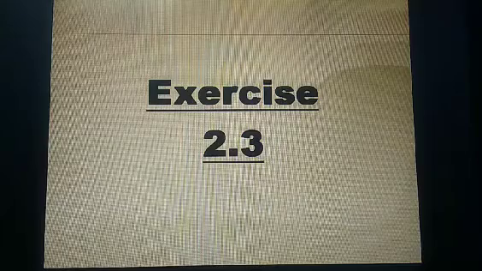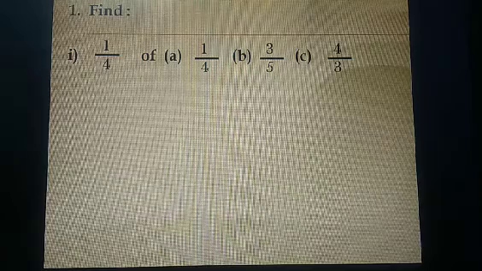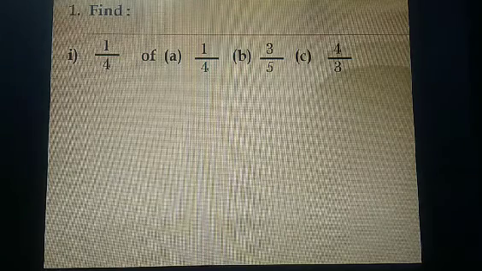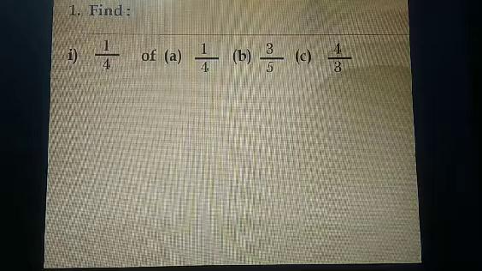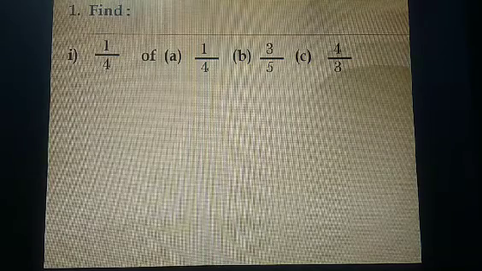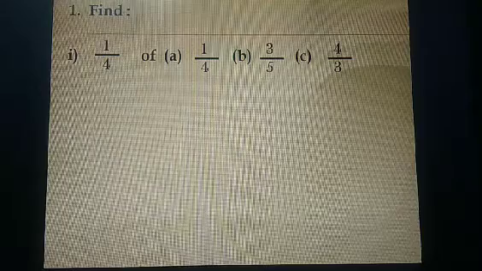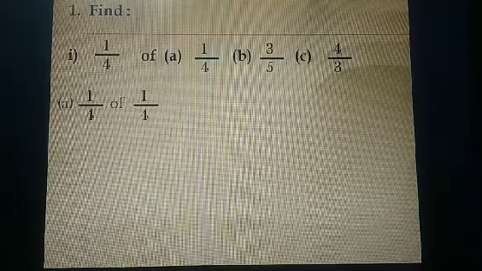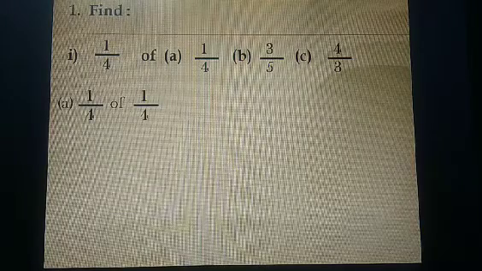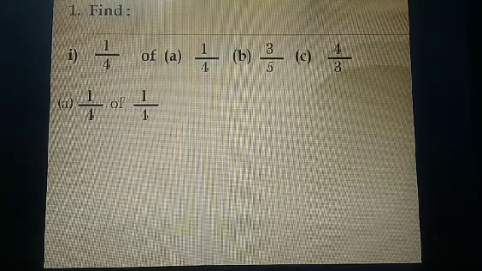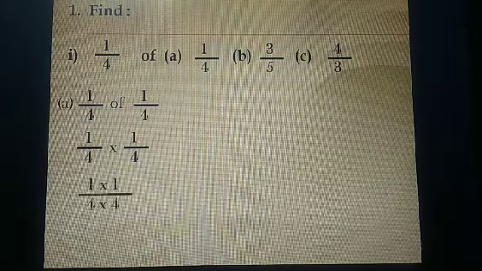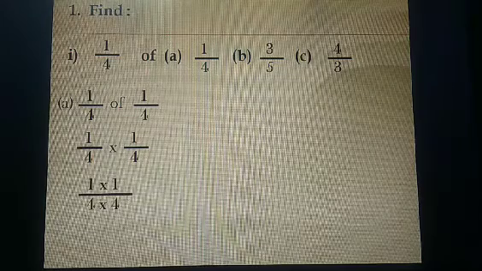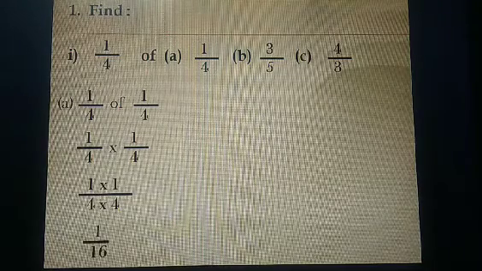Moving to exercise 2.3, question number 1. In this particular sum, there are three parts. First, you will find 1 upon 4 of 1 upon 4, then 1 upon 4 of 3 by 5, then 1 upon 4 of 4 by 3. The first one is 1 upon 4 of 1 upon 4. "Of" represents multiplication. Now multiply the numerators and the denominators. You will get the answer as 1 upon 16.